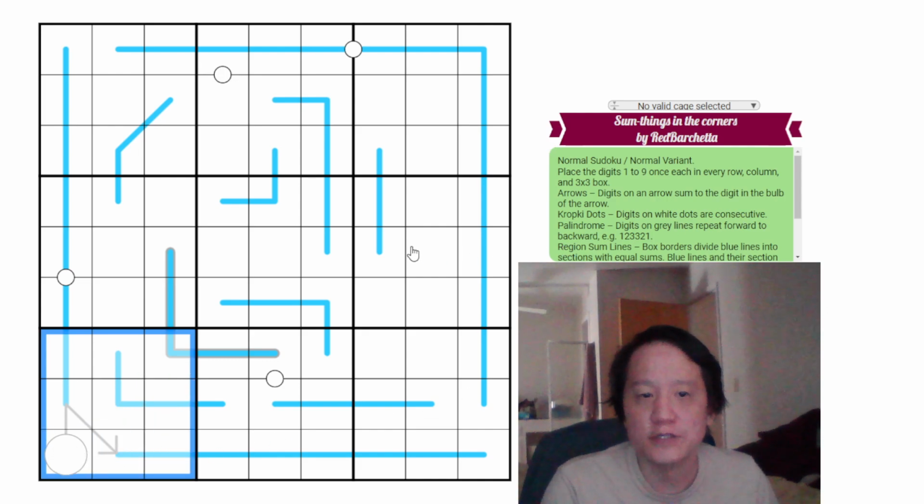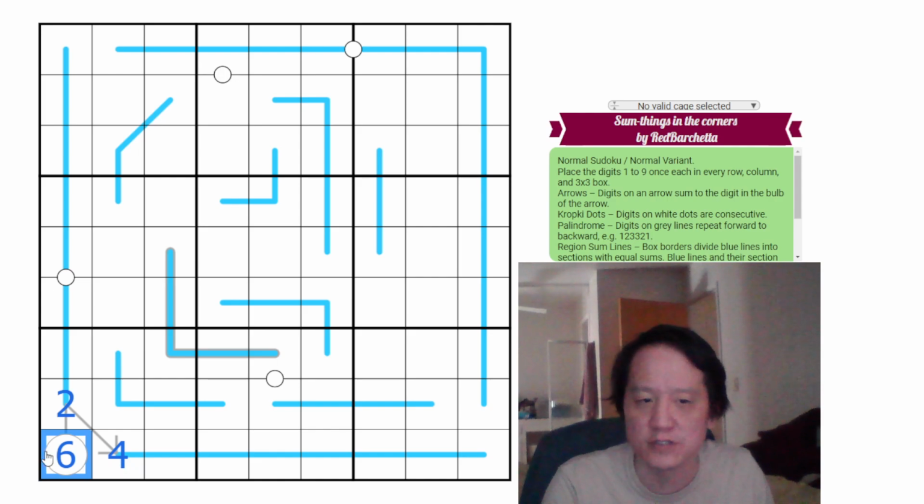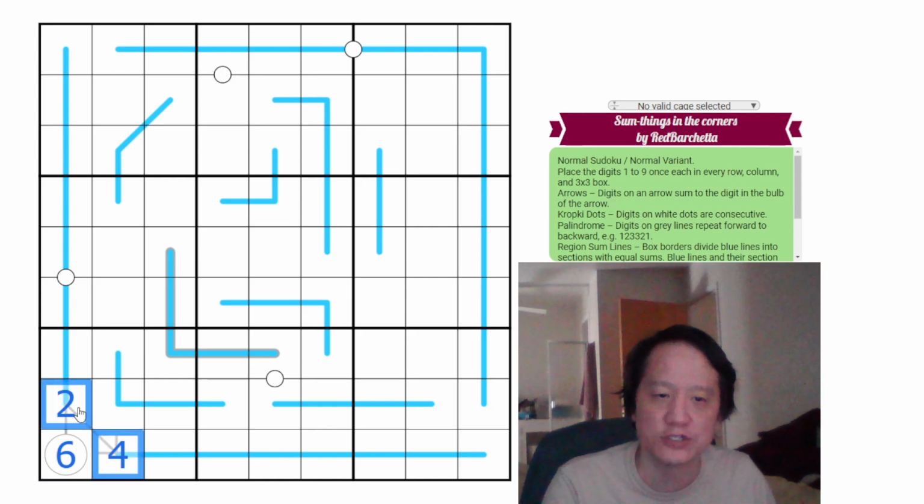Arrows. Digits on an arrow sum to the digit in the bulb of the arrow. There's only one arrow, so these two digits must sum to this. So, for example, if this was a 2 and a 4, this would have to be 6, because this is the bulb and that adds up to those two digits.